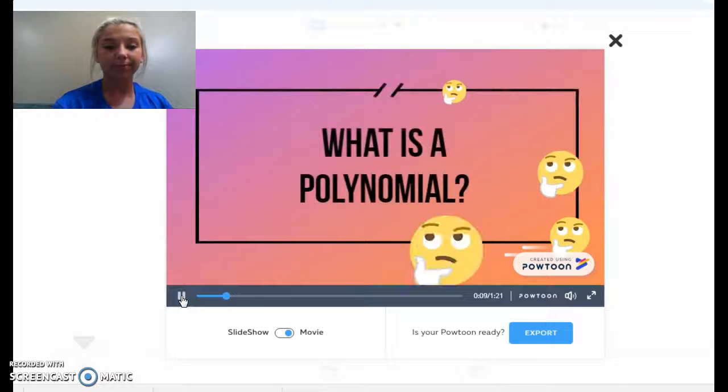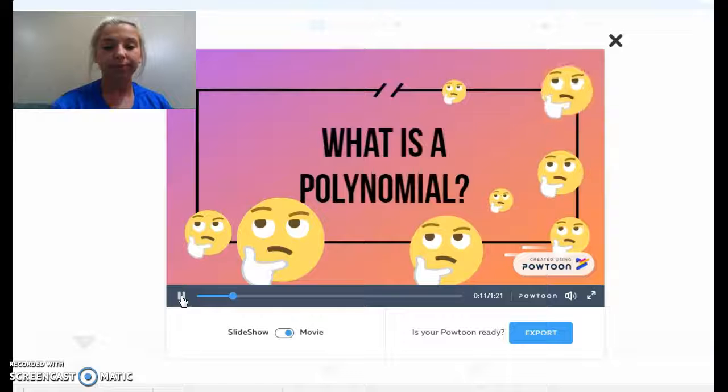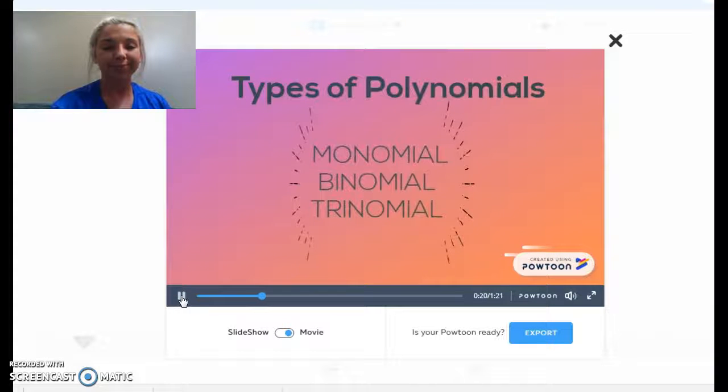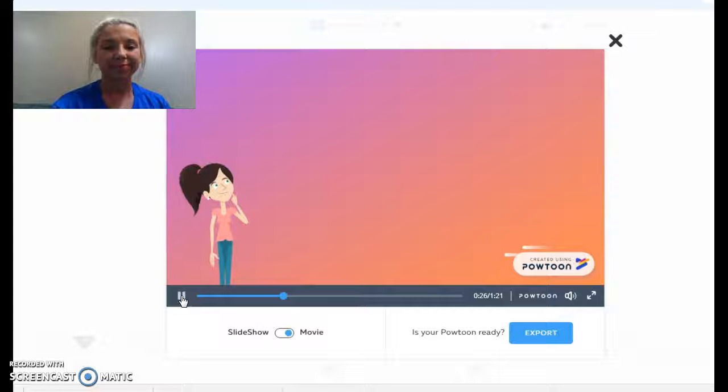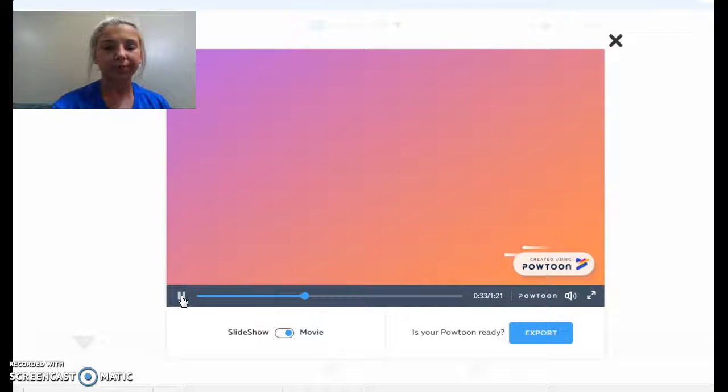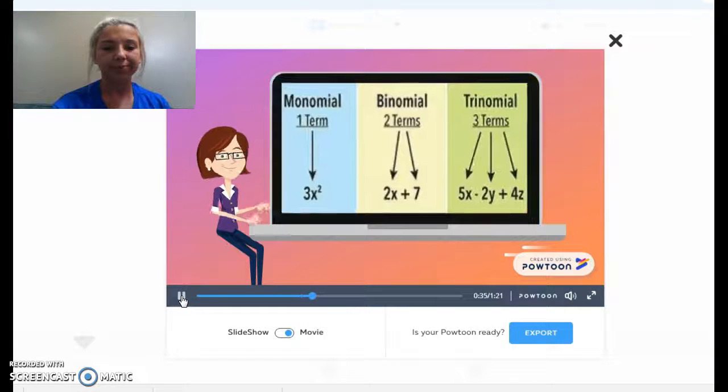A polynomial is an expression of more than two algebraic terms, especially the sum of several terms that contain different powers of the same variable. There are three types of polynomials. There are monomials, binomials, and trinomials. What exactly are monomials, binomials, and trinomials? A monomial only has one term, a binomial has two terms, and trinomials have three terms.